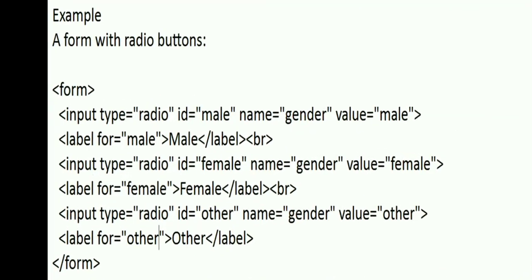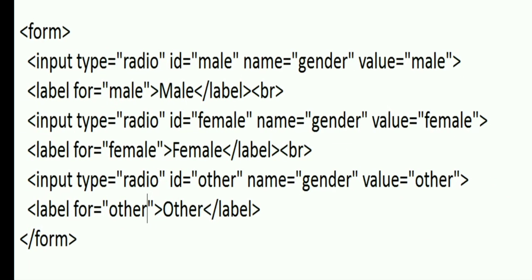First of all, we have started the form tag. After starting the form tag, I have set input type is equal to radio for creating the radio button. I have given ID is equal to male, name is equal to gender. Here you can see I have given the same name in all three of the radio buttons. After that I have defined value is equal to male. After that I have defined a label for the male.